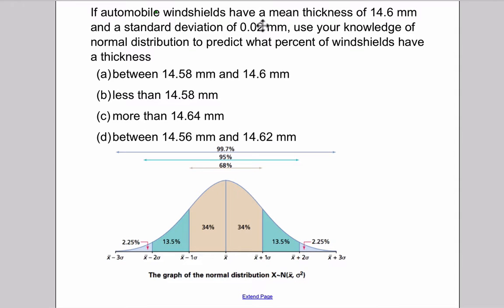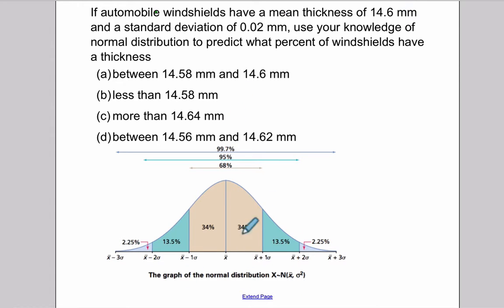So we're given that automobile windshields have a mean thickness of 14.6 millimeters and a standard deviation of 0.02 millimeters. We want to use the normal distribution properties in order to predict what percent of the windshields will have a thickness between each of these ranges. Well, let's start filling in some information that we were given here.